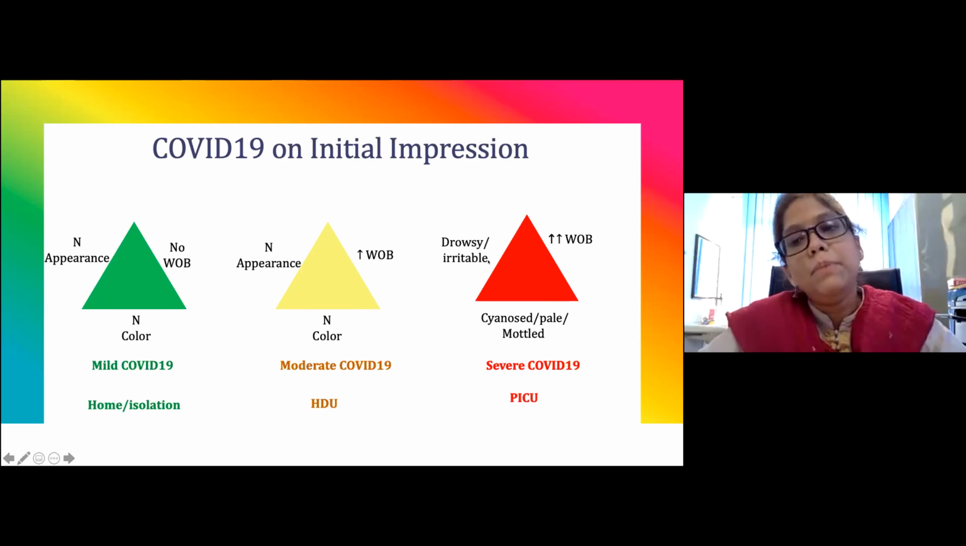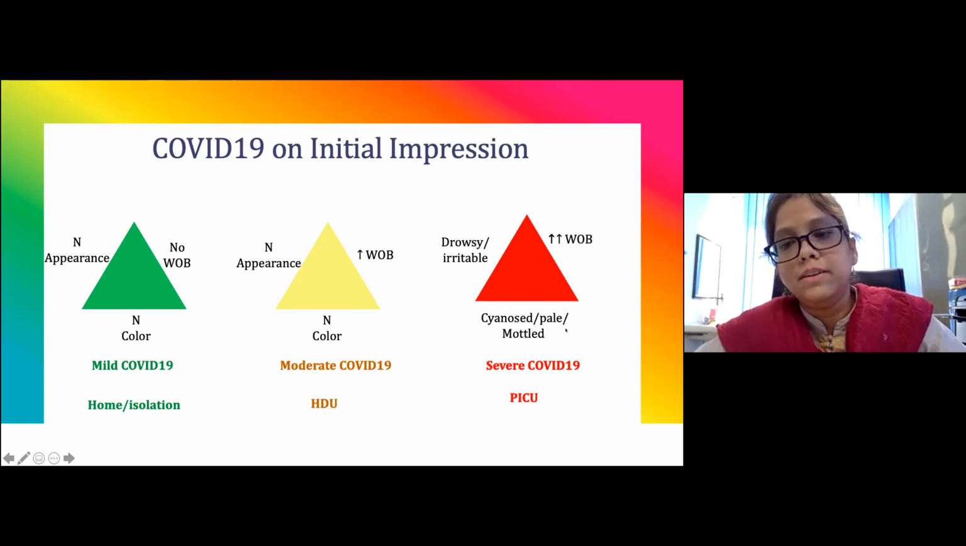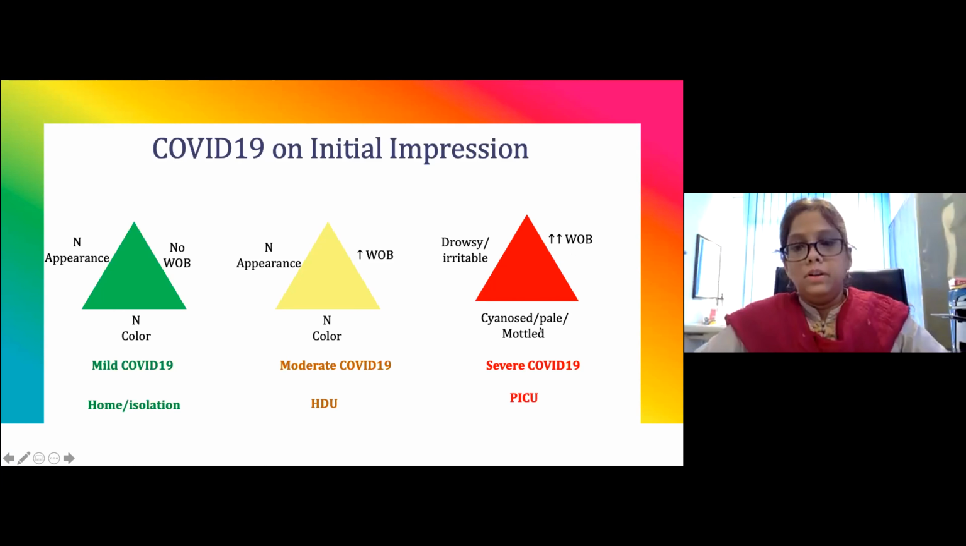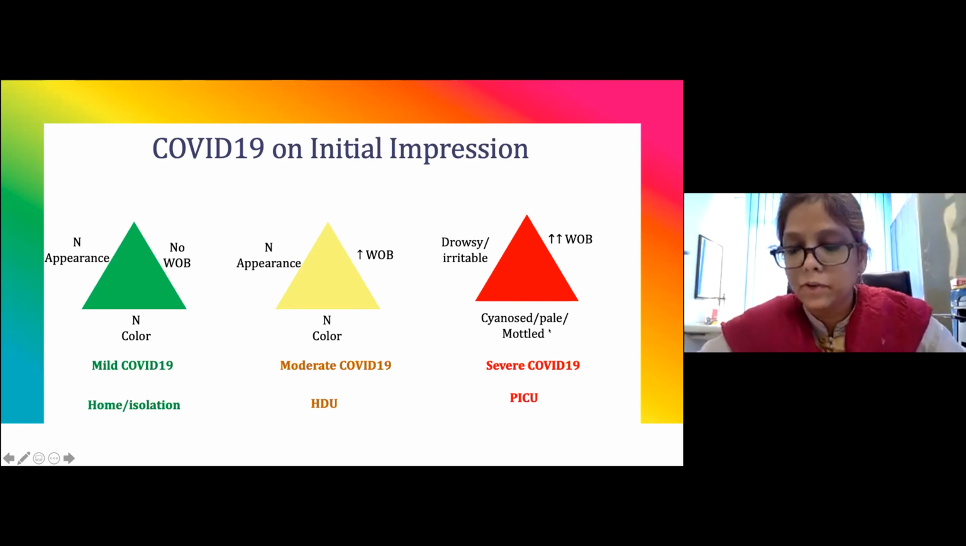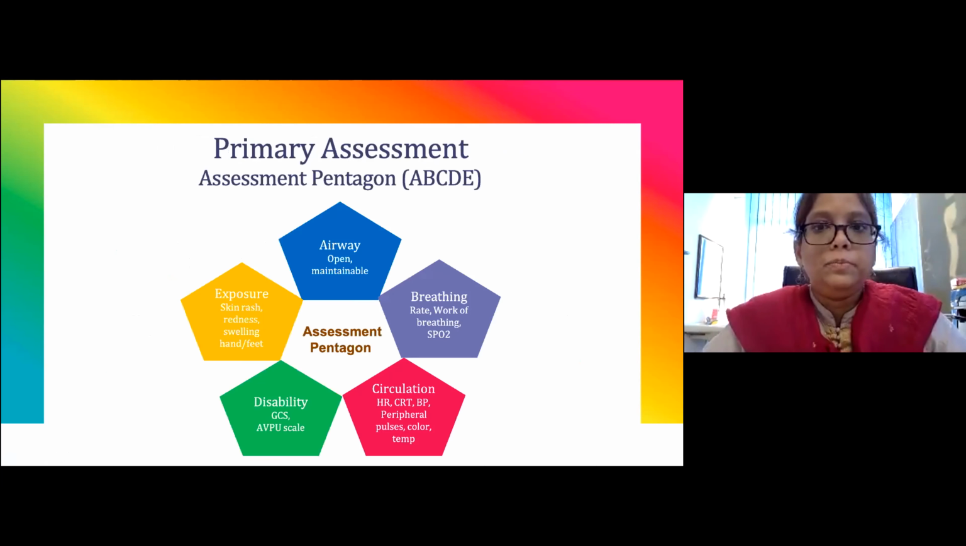So the child can be drowsy and irritable. There is increased work of breathing, and obviously because he is presenting late, there can be features of shock, and your skin color will be cyanosed, pale or mottled. So these kind of children will require intensive care in your pediatric ICU.